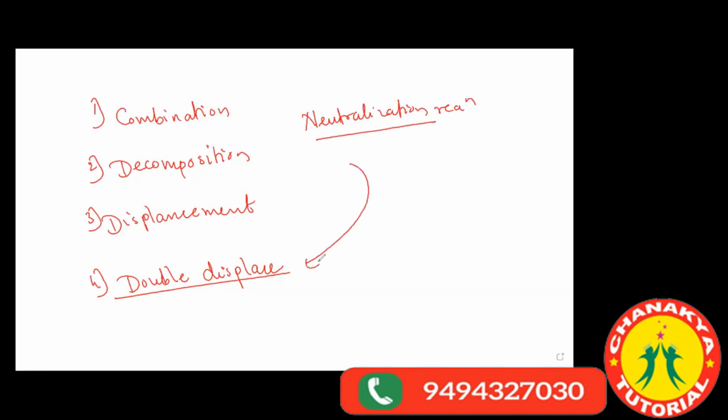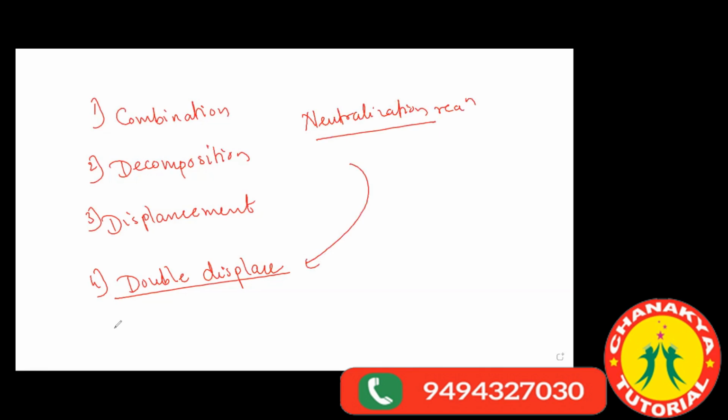First one was combination reaction. Second one, decomposition, right? Third one was displacement reaction. That is also called what? Single displacement. And the fourth one was double displacement, right? Now, what I said to you, neutralization reaction. Now, neutralization reaction means what? This is nothing but your double displacement reaction.